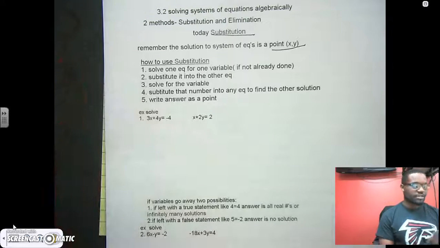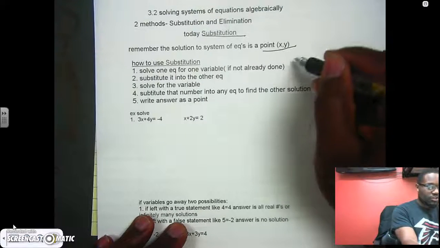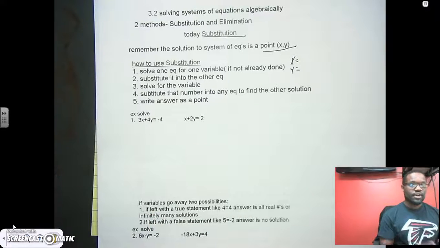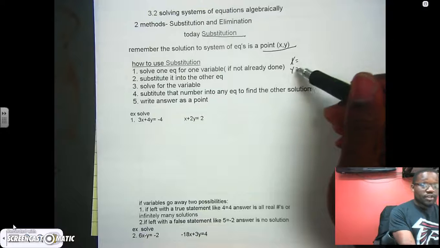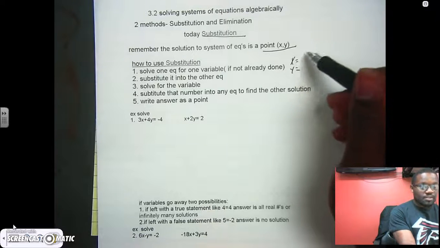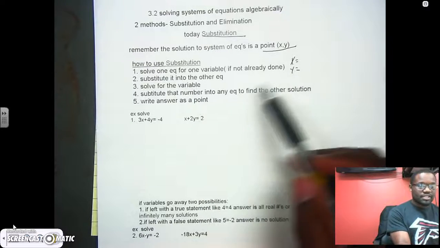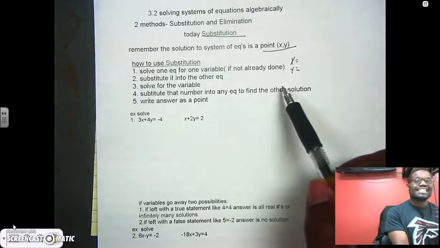So here are my little steps that I try to give on a lot of things. How to use substitution. First of all, one of your equations has to be solved for x or y. So you need to have this in one of your equations because you're going to have two. You don't have to have both, but you need to at least have one. Substitute it, the equation that looks like this, into the other equation. So you never substitute it in itself.